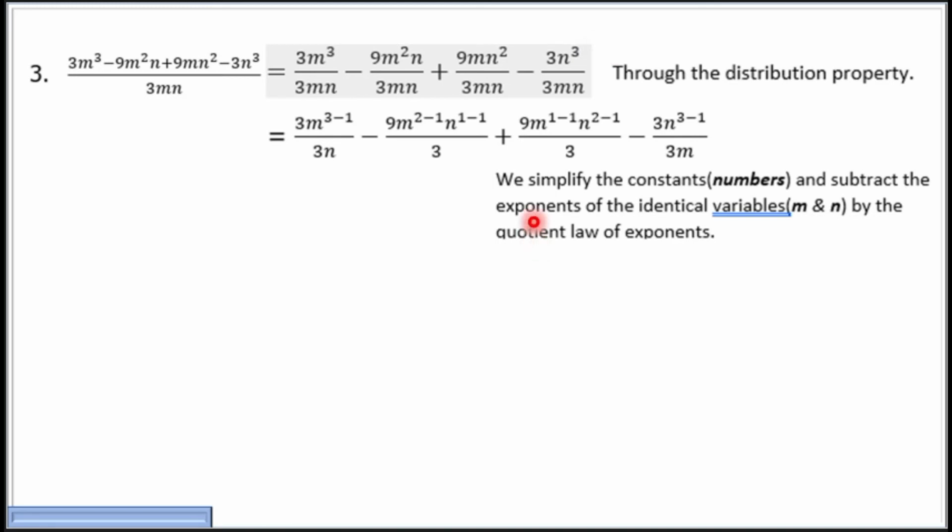Okay, we simplify the constants or numbers and subtract the exponents of identical variables m and n by the quotient law of exponents. Next, simplify na to. So cancel out 3, di ba, 1 na diha. 3 divided by 3, 1 diha. So m raised to the power of 3 minus 1 is 2. Nabilin dire is n sa first term. Minus 2 minus 1 is 1. 1 minus 1 is 0.